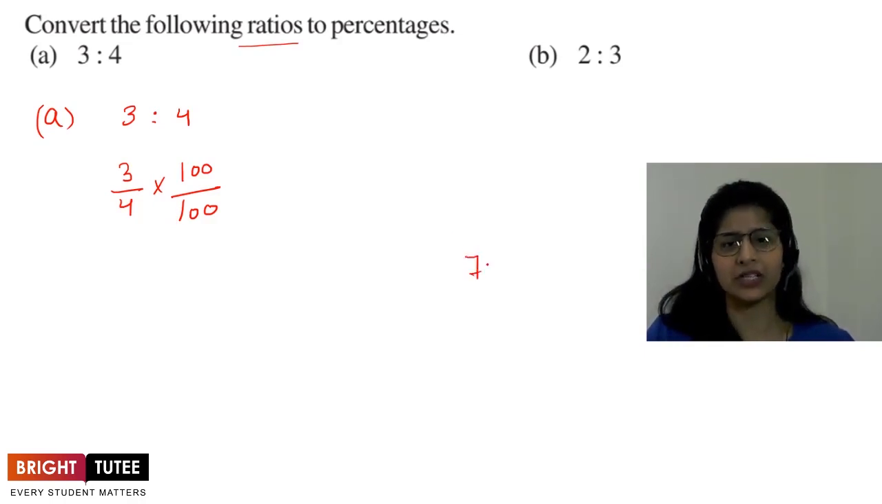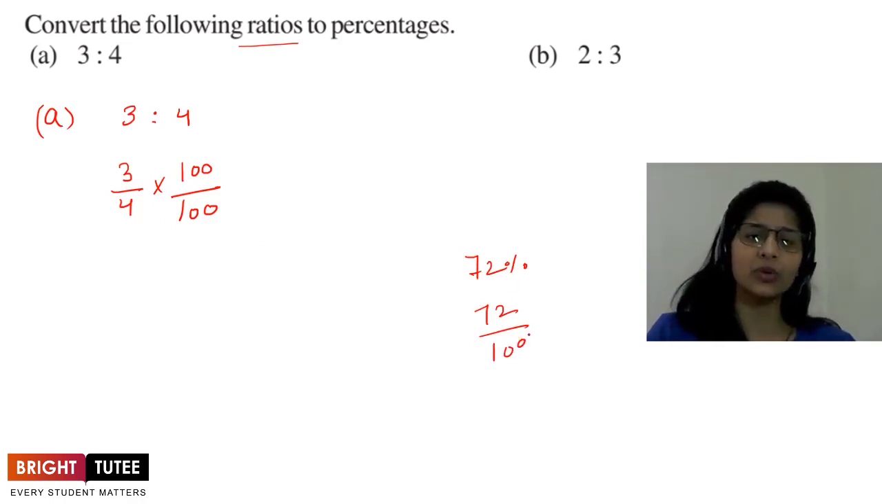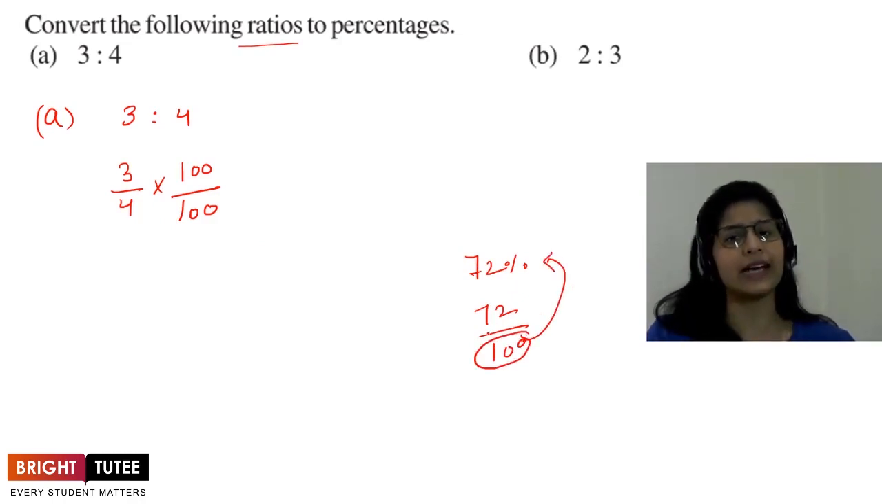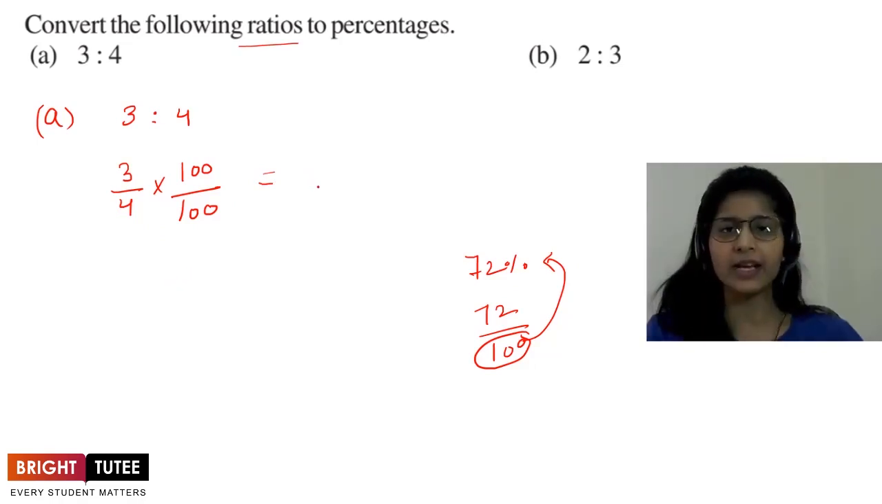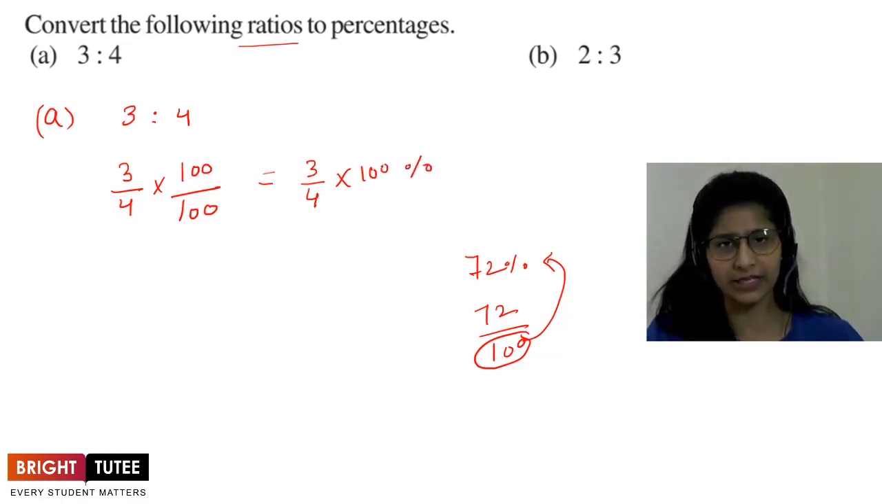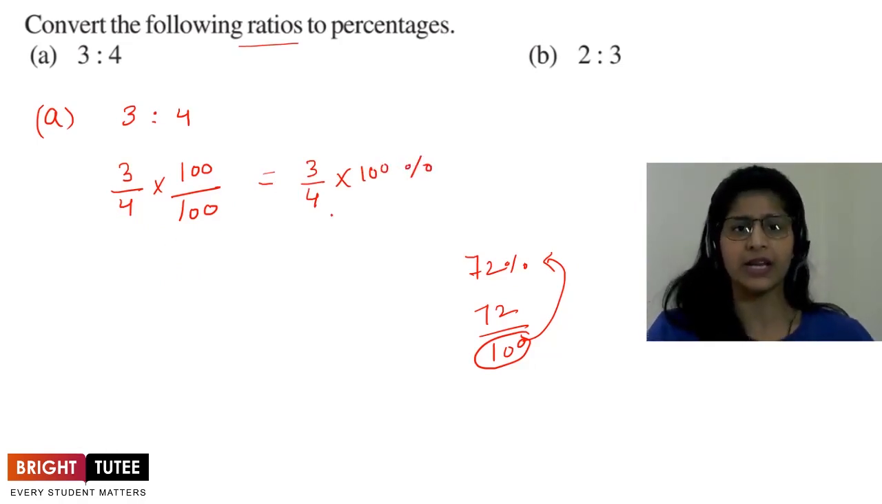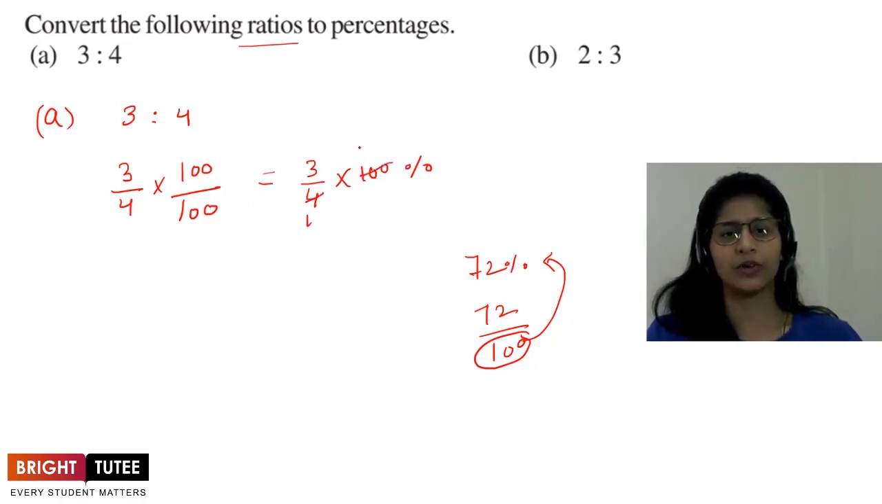Suppose I have 72%, how do I write it? By removing the percentage sign, it is 72 upon 100. So I need to have 100 in the denominator to write that as a percentage. If I multiply with 100 in the denominator, I have to perform the same operation in the numerator. So I can write it as 3 upon 4 into 100 percent. Now cancelling it, we have 1, 4 twos are 8, 4 fives are 20. So we get 75%.